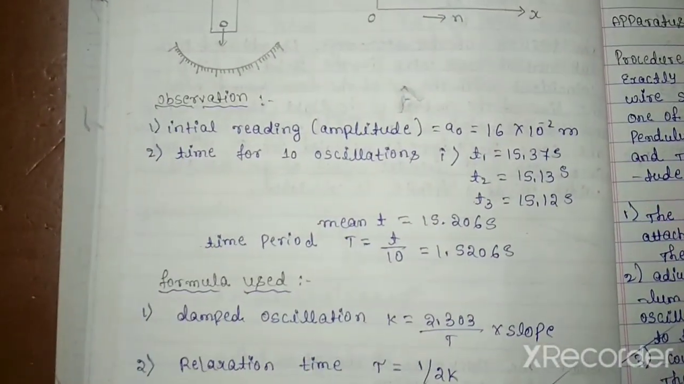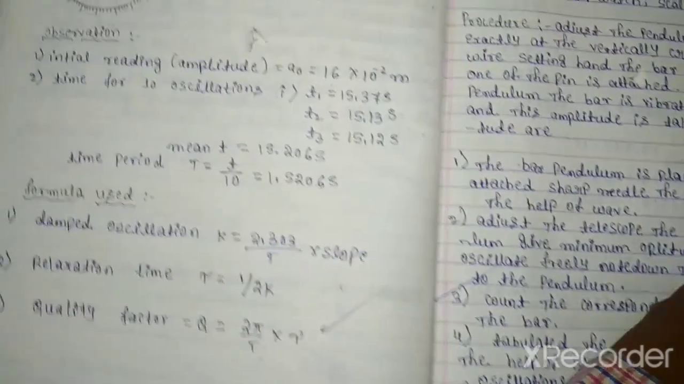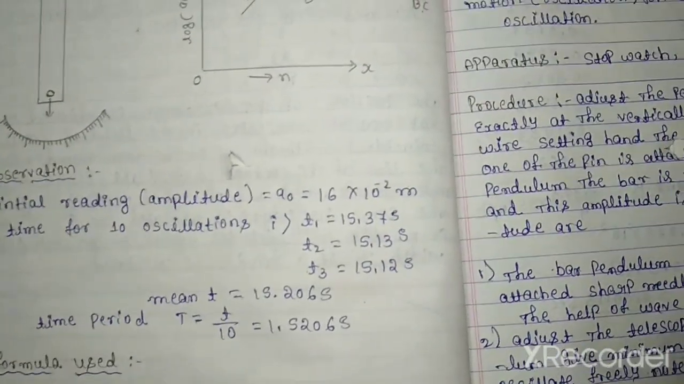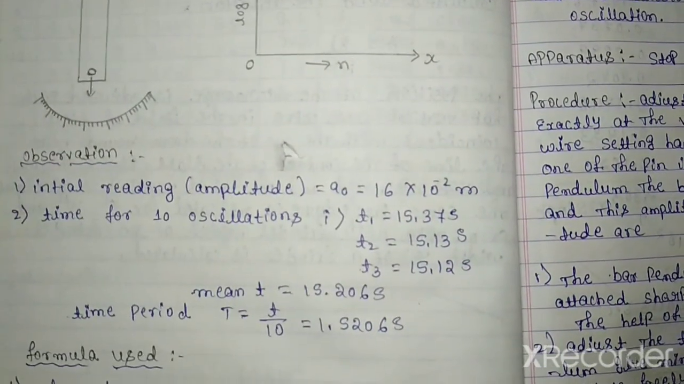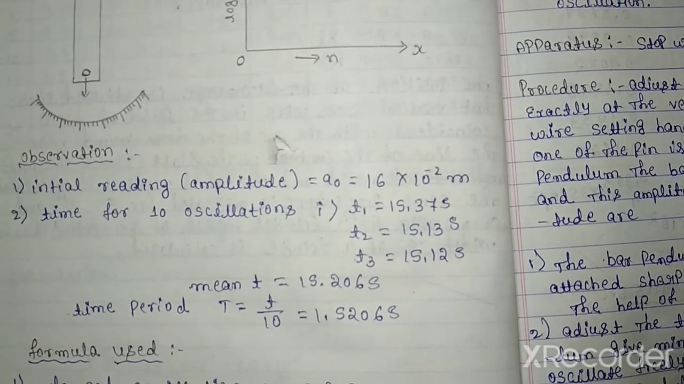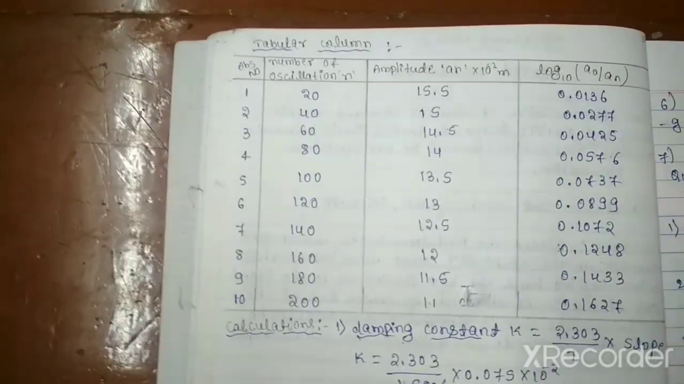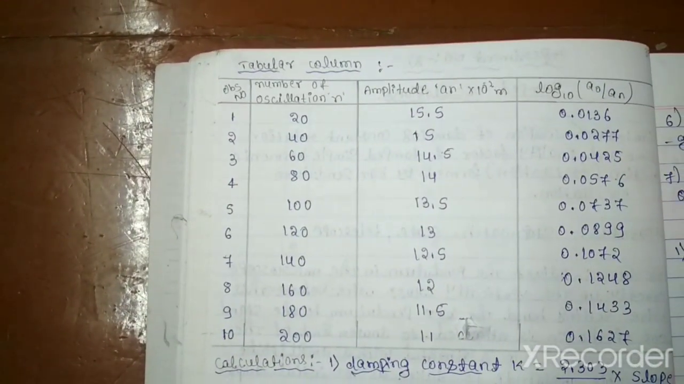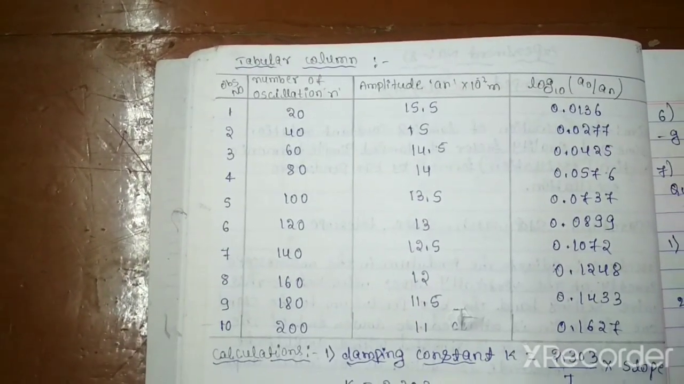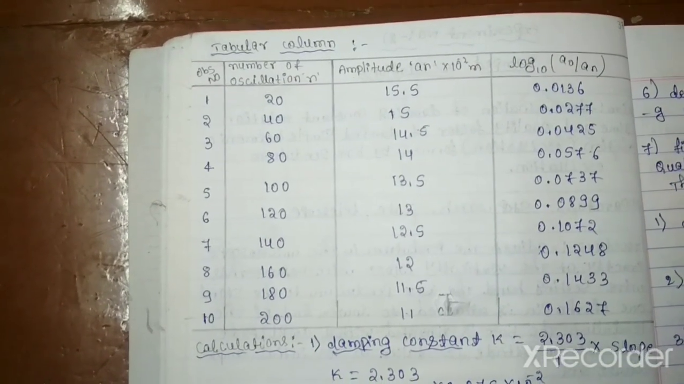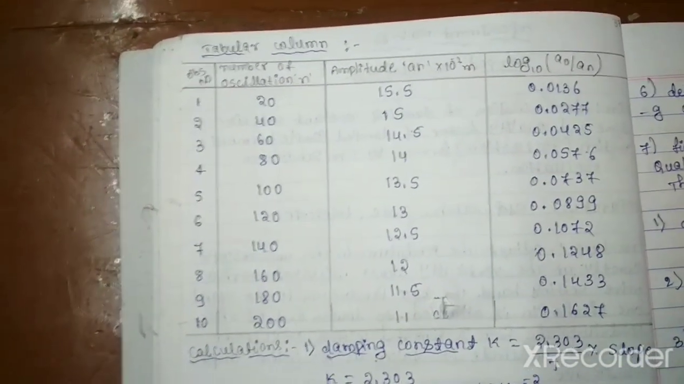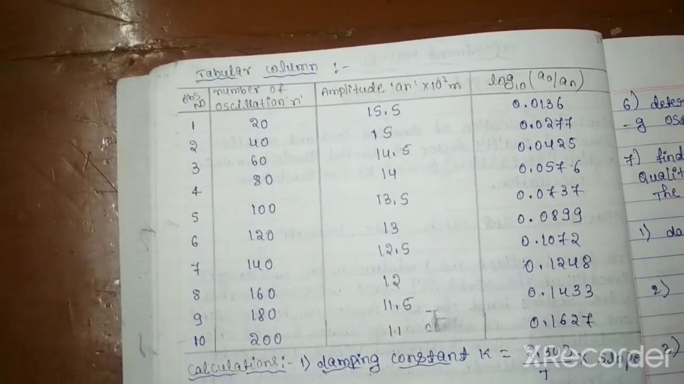See here, when you start the experiment, first you note down the initial reading or initial amplitude. For example, here the initial amplitude is 16 centimeter, or 16 into 10 raised to minus 2 meter. In the tabular column, n is the number of oscillations: 20, 40, 60, 80. Also note the corresponding amplitude for every 20 oscillations. So observe the apparatus.